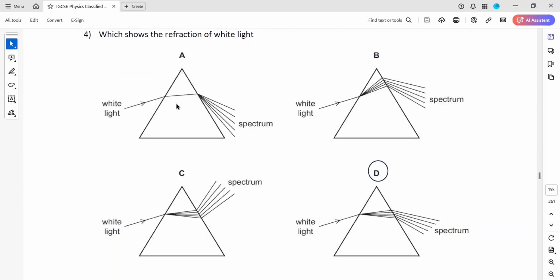Which shows a refraction of a white light? So when white light is spread into colors, like components, violet bends the most and red bends the least. A is wrong because it does not show refraction. B is wrong because it goes up, it should go down. C, white is wrong. Here it is correct, but when it moves out, it should bend away, not towards. So that's why C is also wrong. So D is the right answer.